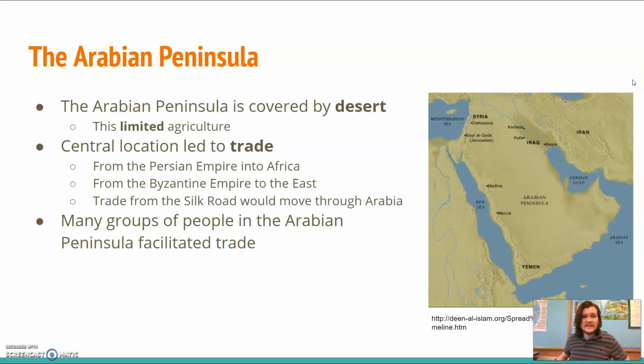Now, the Arabian Peninsula is covered by desert. So that basically it limits agriculture. It's harder to grow things there. But it's centrally located, and that led to lots of trade. So trade from the Persian Empire into Africa, trade from the Byzantine Empire to the east, trade from the Silk Road would move through Arabia. So many groups in the Arabian Peninsula facilitated trade.